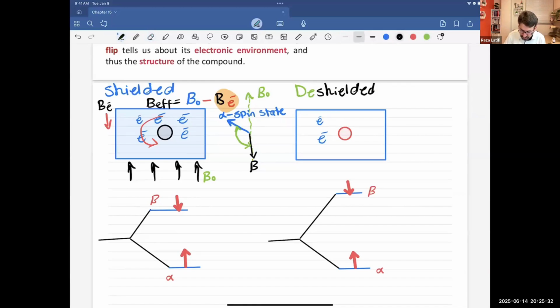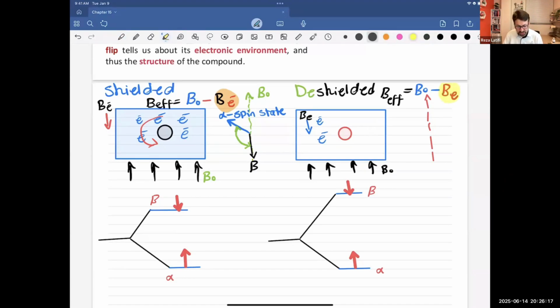Now again, we are applying an external magnetic field, and that's going to be B0. Ideally, I expect to put all the spin states in this direction. And we have electrons, which can apply a magnetic field, and the magnetic field of the electron can be in this direction. I'm going to call it B of the electron. So what's the effective magnetic field? The effective magnetic field is going to be equal to B0 minus B of the electron. Now, this number this time is going to be really small. So this number is really low, while the previous one was high.